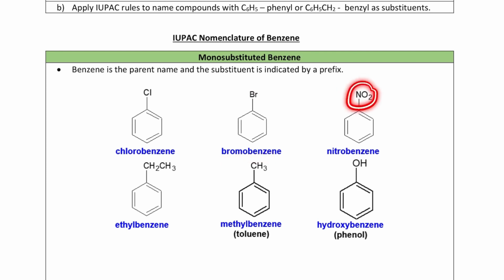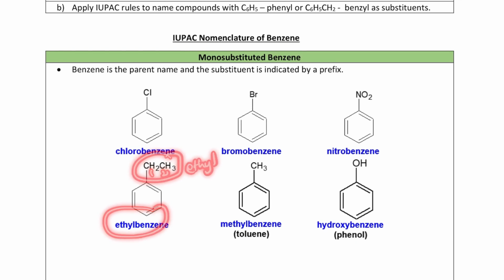Okay, NO2 ni jarang kita jumpa, tapi please remember if NO2 attached dengan benzene, this NO2 kita panggil nitro, since parent dia adalah benzene, so nitrobenzene. Okay, and then this one parent dia benzene, tapi dia ada 1, 2 carbon dekat luar. So ini adalah ethyl lah, so nama dia jadi ethyl benzene.